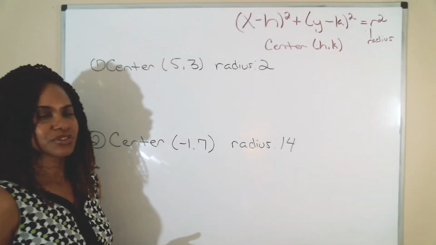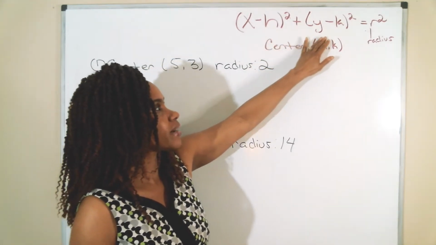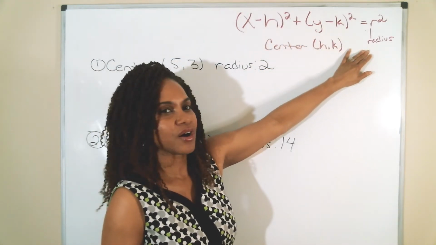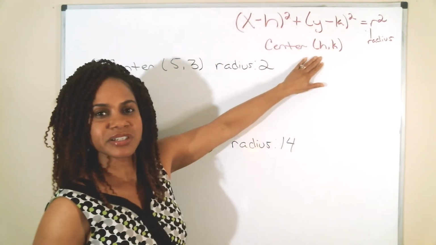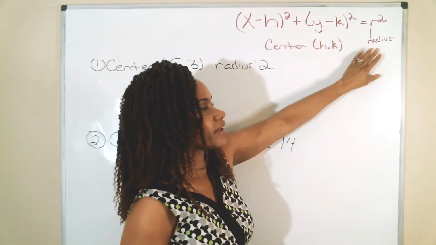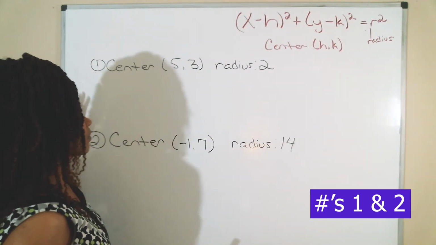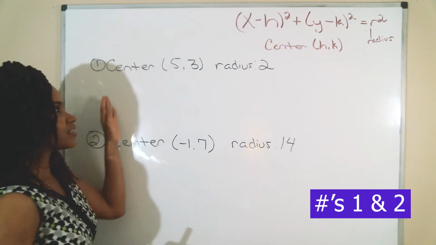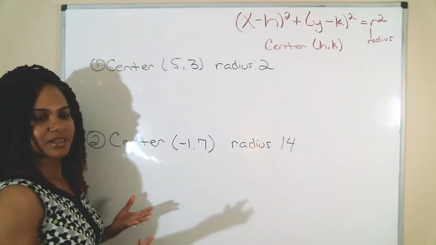Standard form of a circle is x minus h squared plus y minus k squared equals r squared. H and k right here, that will be the center of the circle, and r is the radius. Now the first two problems that we're going to write equations for, we're given the center and the radius. So the only thing we're going to do is just take our information and plug it in.